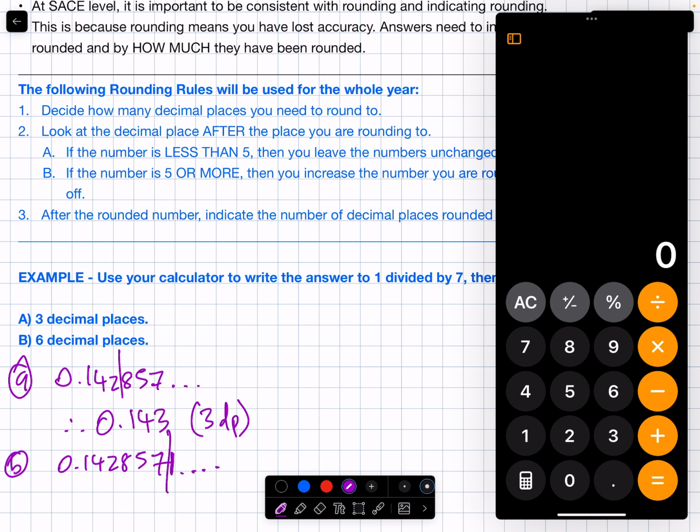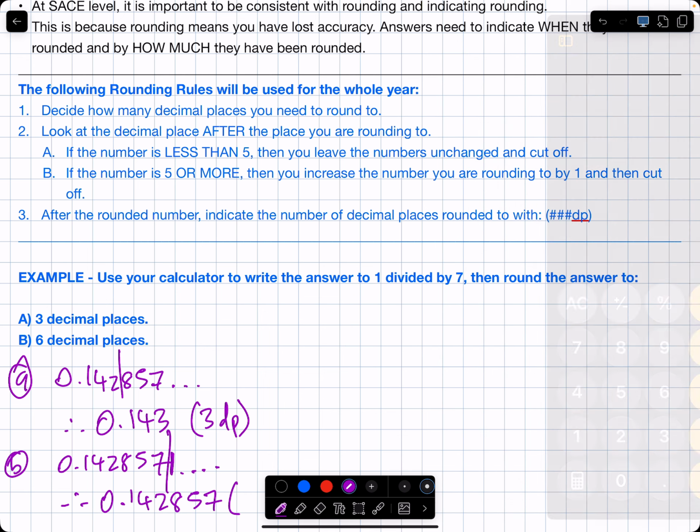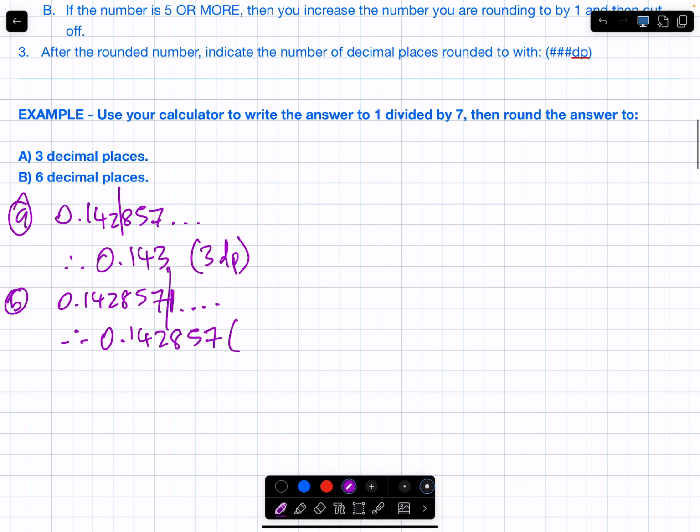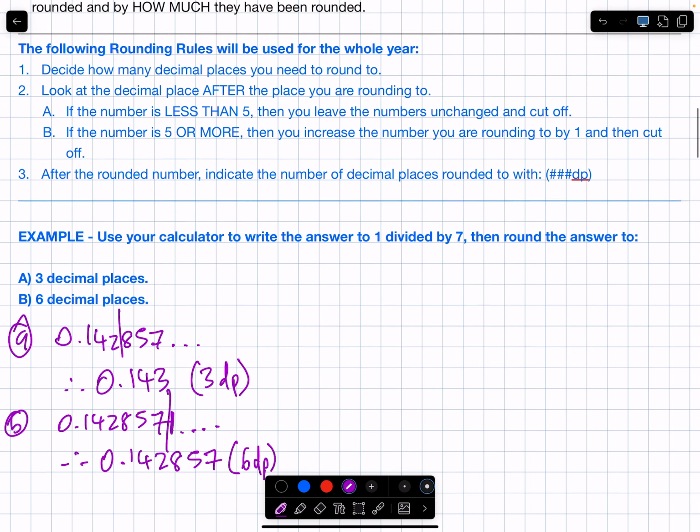Is that less than 5? Yeah. So what do I do? Just leave everything alone. Therefore, 0.142857. And what would I write in the brackets? 6 DP.